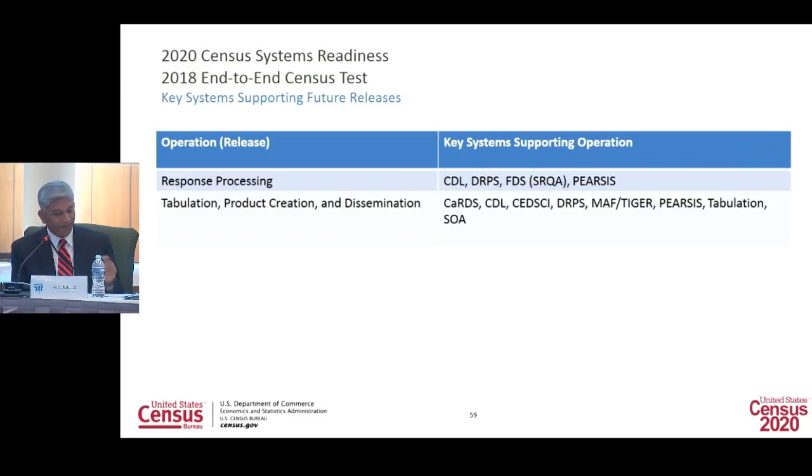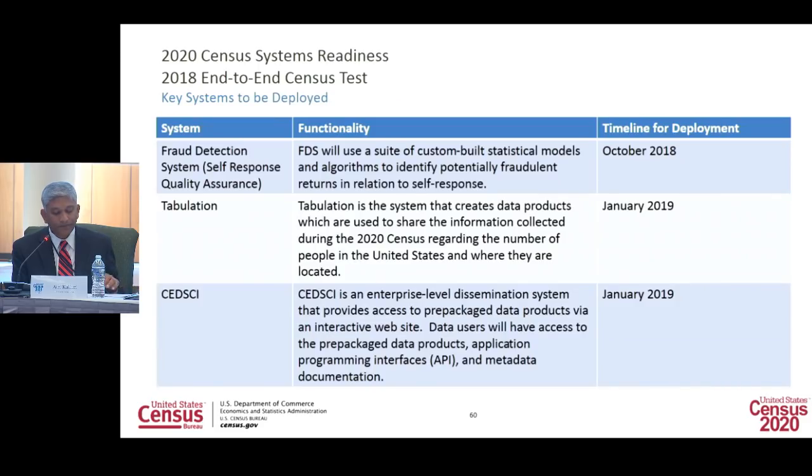There are two systems that will be released for the first time in support of the 18 test in the last release. They are the tabulation system and the SEDSAI system for dissemination. Next slide. Now let me give more details on the systems that are yet to be deployed in support of the 18 end-to-end census test.